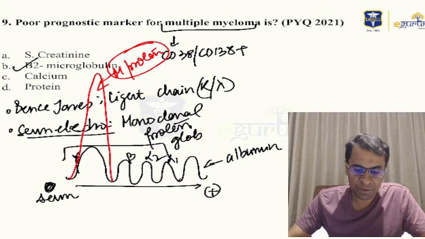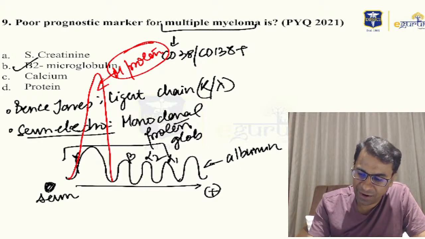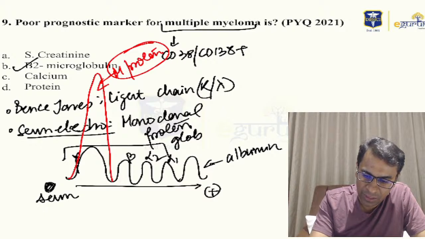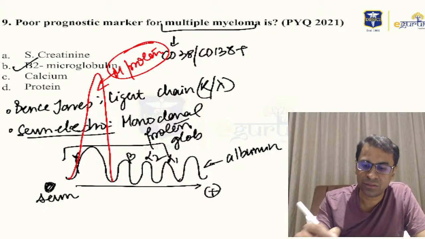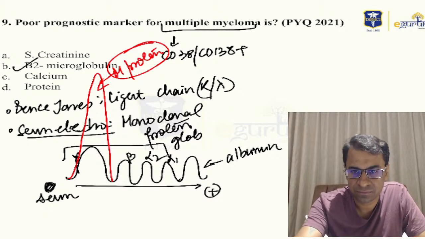Now remember, once a question was asked, suppose this is monoclonal protein, right? Now suppose the graph is something like this. It's a polyclonal graph. If it's a polyclonal graph, what happens?